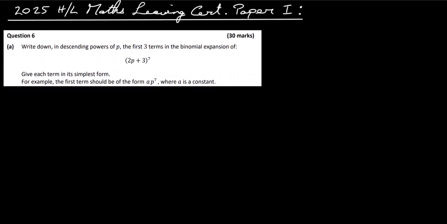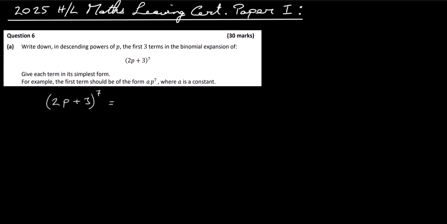Okay, so this is 2025 Higher Level Maths Leaving Cert Paper 1, question 6a. Write down in descending powers of p the first three terms in the binomial expansion of (2p + 3) to the power of 7. Give each term in its simplest form. For example, the first term should be of the form a p to the power of 7, where a is a constant. Okay, so we're going to start with (2p + 3) to the power of 7.